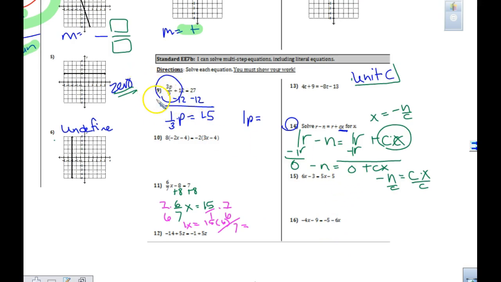In the last class, we did number 9. When you look at number 9, we said we'd simplify 3p over 9 to be 1/3. And the first step is we're trying to get the variable by itself when you solve. We subtracted 12, got 15. We need to finish this problem. Since it's 1/3 times p, what do I have to multiply on both sides? The reciprocal, 3/1.